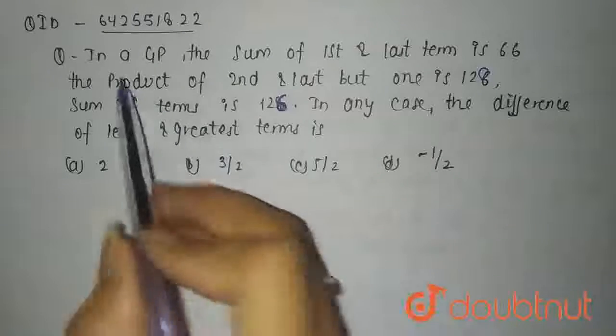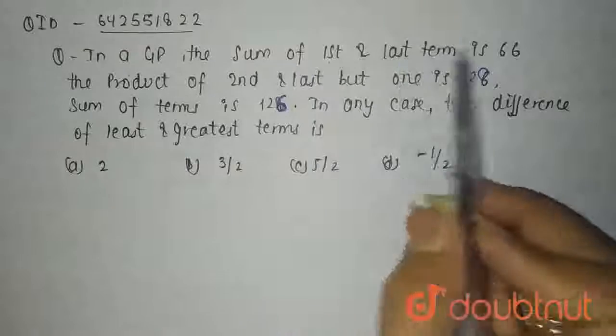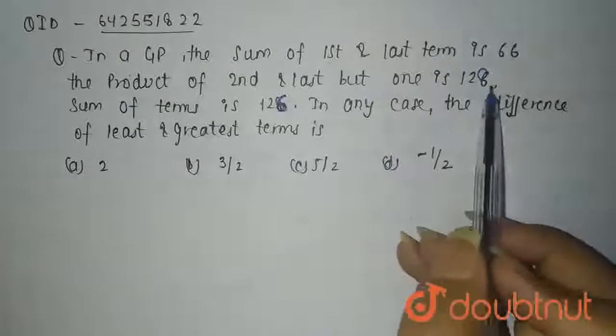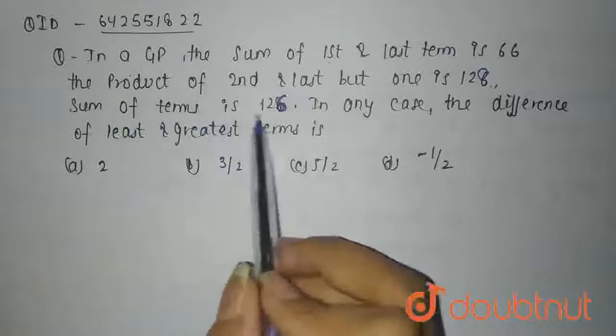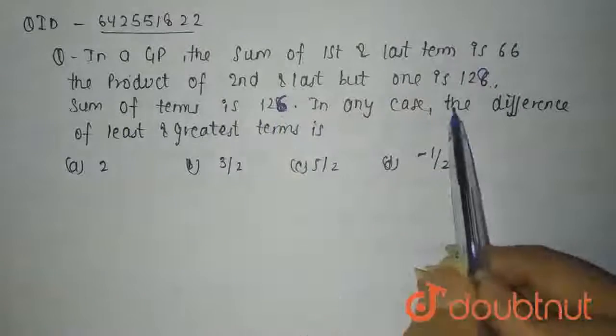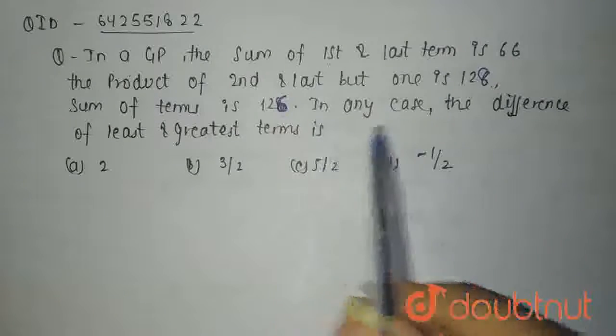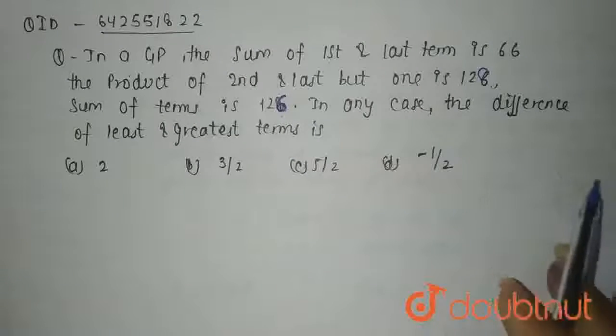Hello everyone. So our question is, in a GP, the sum of first and last term is 66 and the product of second and last but one is 128. Sum of terms is 126. In any case, the difference of least and greatest term is. So we need to find out the value of n.